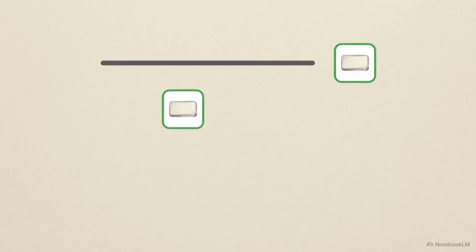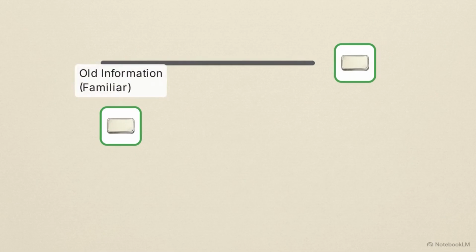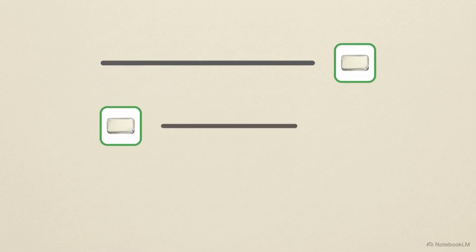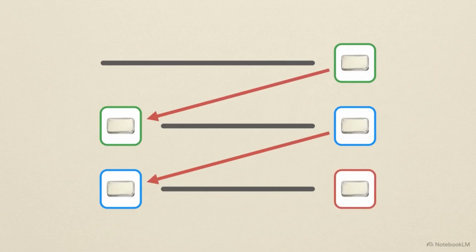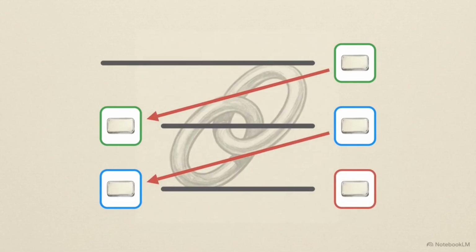This diagram illustrates the rule. A sentence should begin with old information, concepts already familiar to the reader from the previous sentence. The sentence then progresses and introduces new or more complex information at the end. Repeating this pattern creates a chain of logic that pulls the reader through the paragraph.